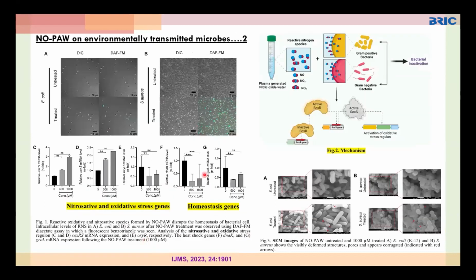So this is the same study. The more data: we can damage the surfaces. By using this strategy, we can also activate nitrosative and oxidative stress genes to kill bacteria, and we can alter the homeostasis related genes for controlling the bacterial metabolic activities.